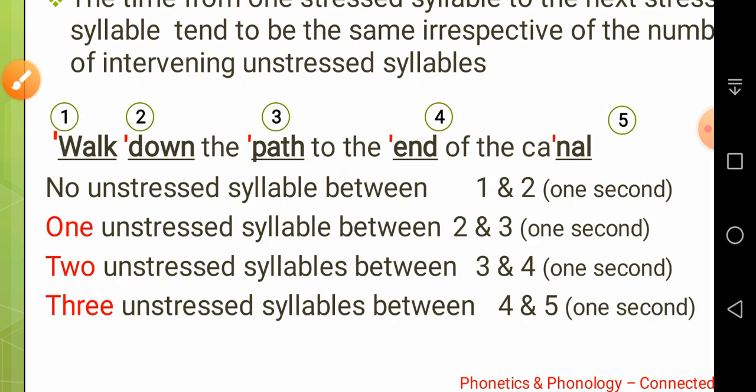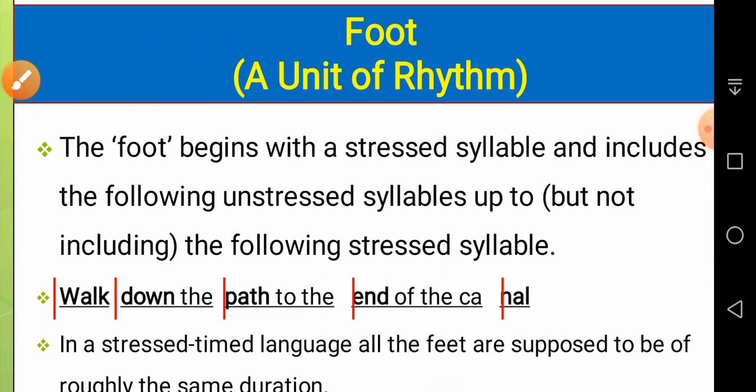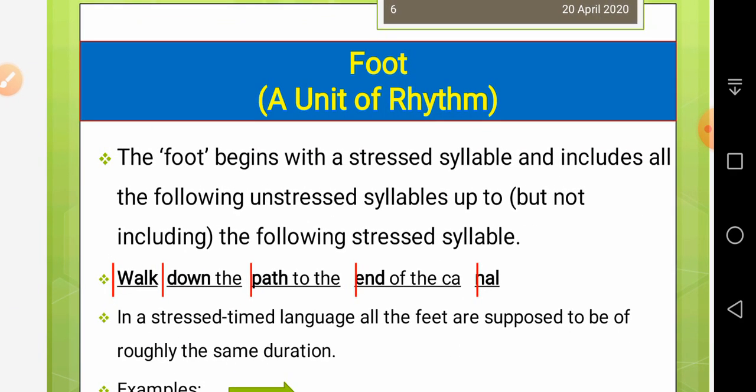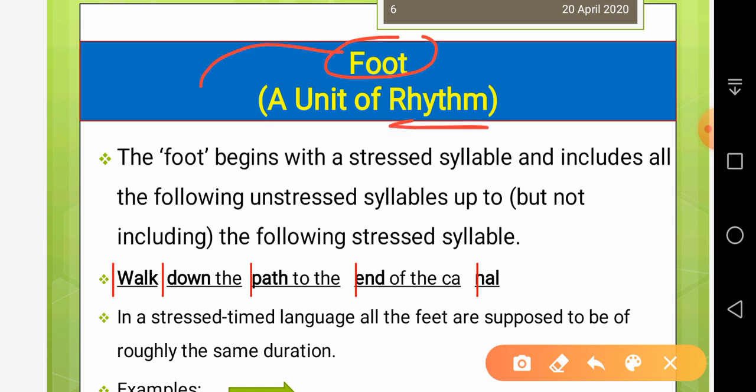Later on I'm going to explain. Let's move on to the next slide. So what is the concept of foot? As we have a foot in metrical composition, poetry or verse, etc. So the foot is called a unit of rhythm. Unit of rhythm. So what is a foot?